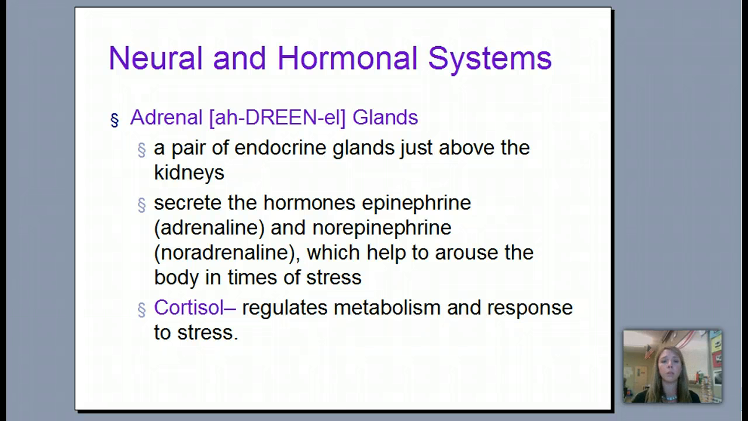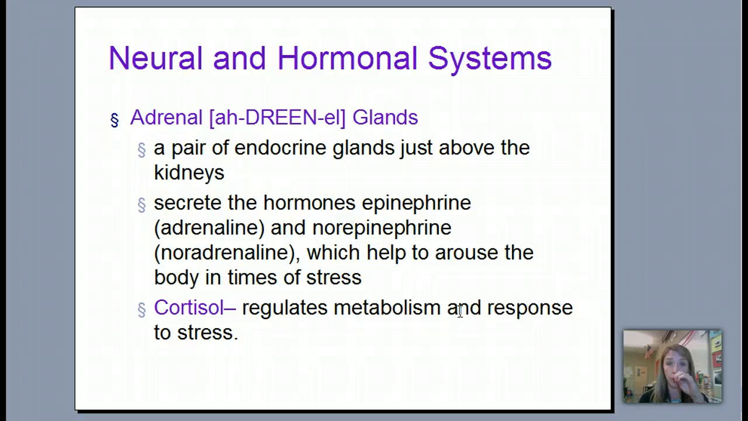Okay, so let's talk about our adrenal glands. Remember, they're part of the endocrine system, just above your kidneys, to the side. They're a pair. So how many adrenal glands do we have? We have 2 because we have 2 kidneys. They secrete everything associated with my fight or flight. So adrenaline, remember we talked about pumping your body up to run away. Noradrenaline helps to arouse your body in times of stress. It's similar to adrenaline. And then cortisol, again with stress. A lot of the stress hormones are released in your adrenal glands.